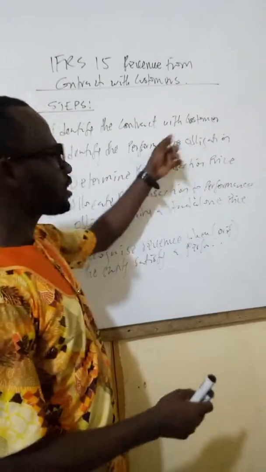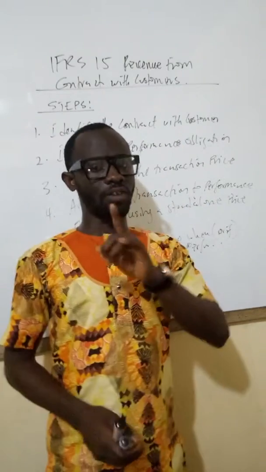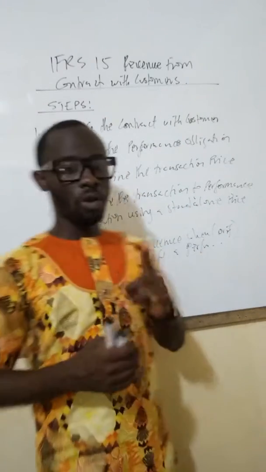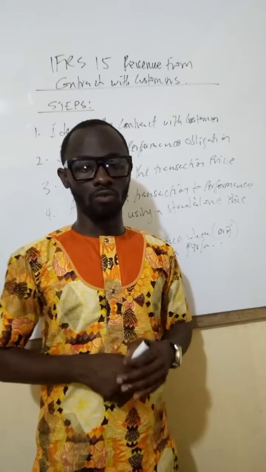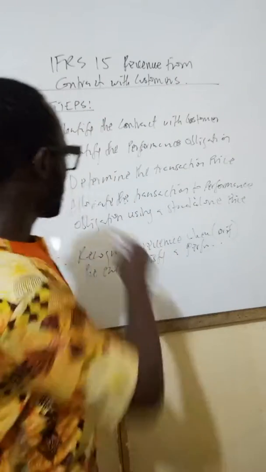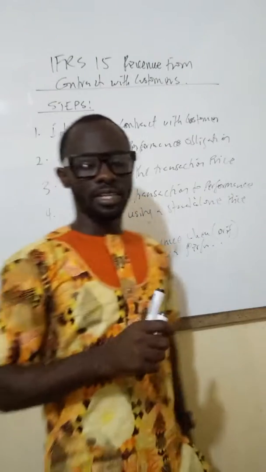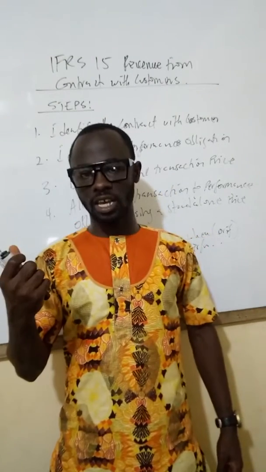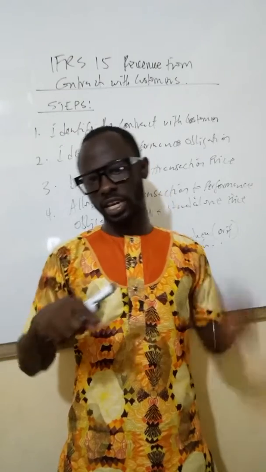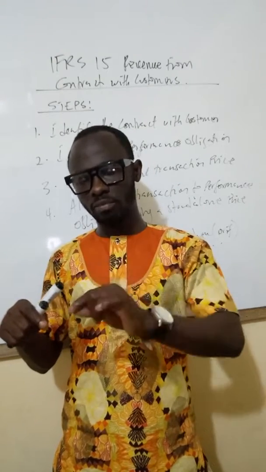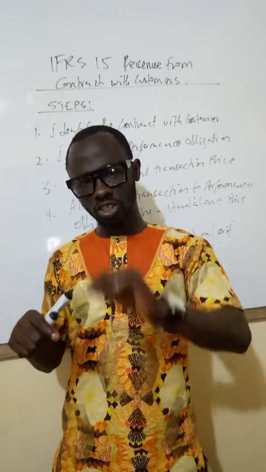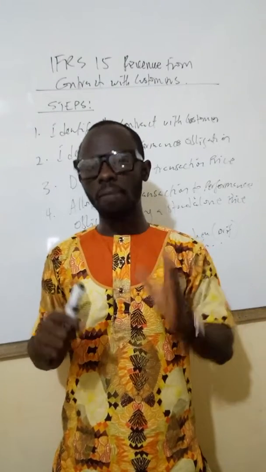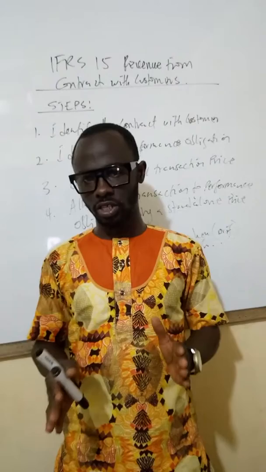Now, that second step is very important because it's going to click in the 4th step where we'll be doing a couple of workings. Then the third thing is to determine the transaction price. Now, I defined the transaction price in the previous video, but let me define it again. The transaction price is simply how much consideration the entity received, excluding amounts paid to third parties.